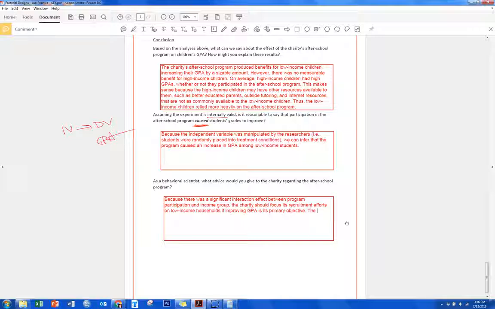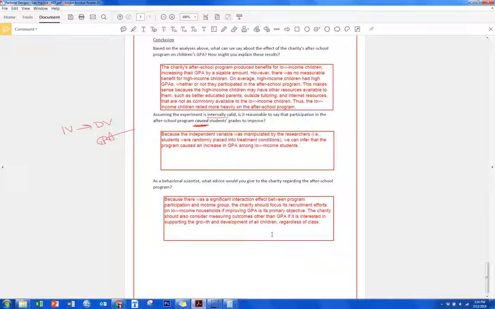The charity should also consider measuring outcomes other than GPA if it is interested in supporting the growth and development of all children regardless of class. So if you want to help everyone, you don't want to leave out certain kids, you want to make this available to the community, then GPA is not going to benefit everyone, but there could be something else. So we might suggest what those could be.